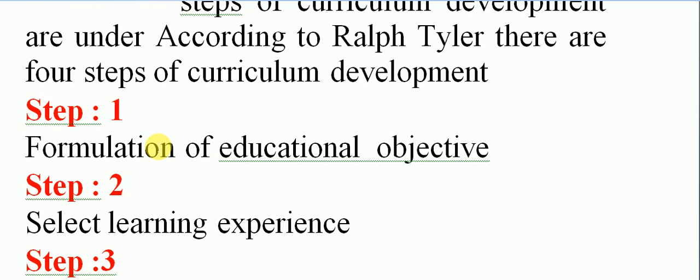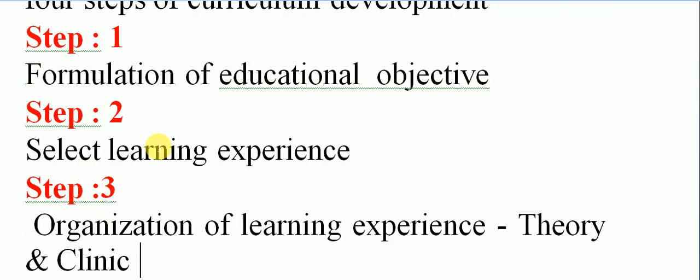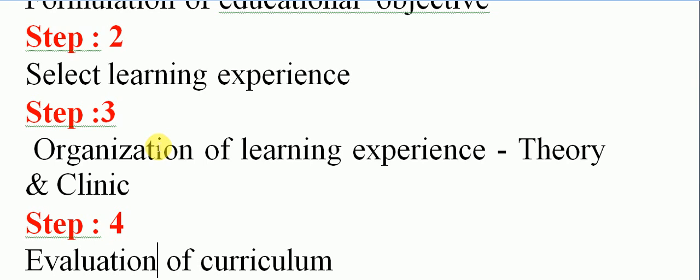Learning experience is very important, because if we want to teach the student about intramuscular injection, then we must select a learning experience like a demonstration of how to give an injection. So that is the learning experience. Third one, organization of learning experience, theory and clinic.